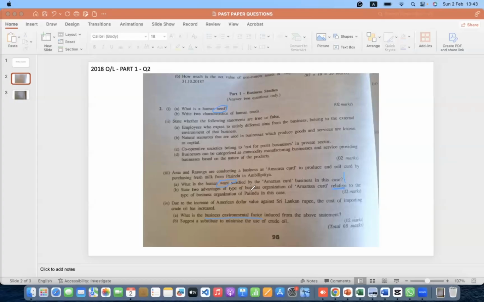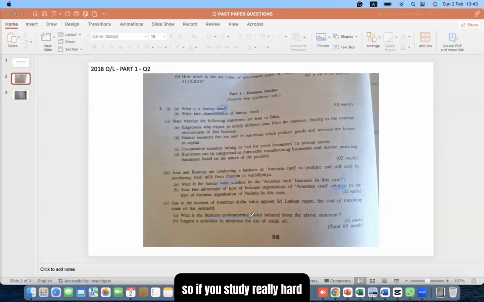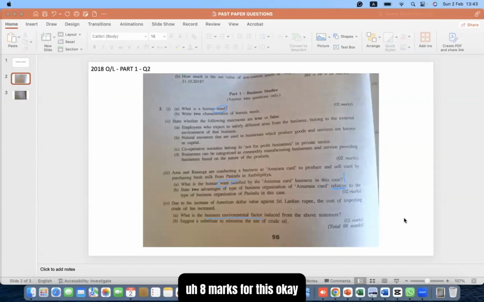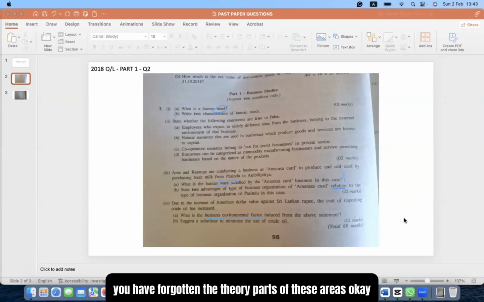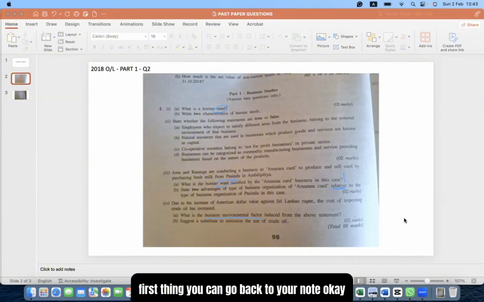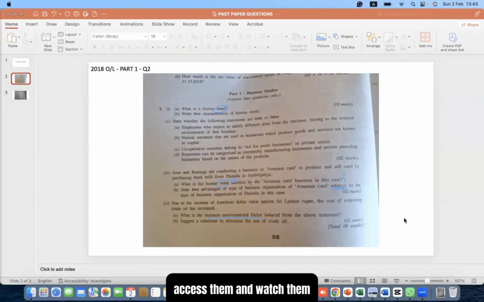So this is how the questions you get in your exam. Okay. So if you study really hard, I mean, if you study it correctly and properly, so obviously you can definitely get 8 marks for this. Okay. Now let's say you have forgotten this. Okay, you have forgotten the theory parts of these areas. Okay, what you can do is first thing, you can go back to your note. Okay, or else you can take the support from our YouTube lessons. We already have the lessons in the YouTube where you can access them and watch them.